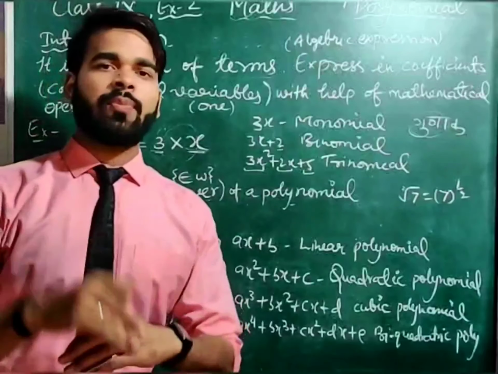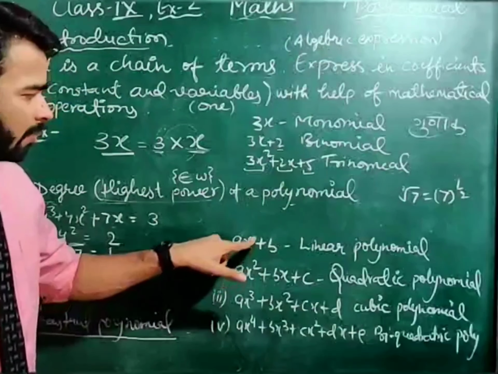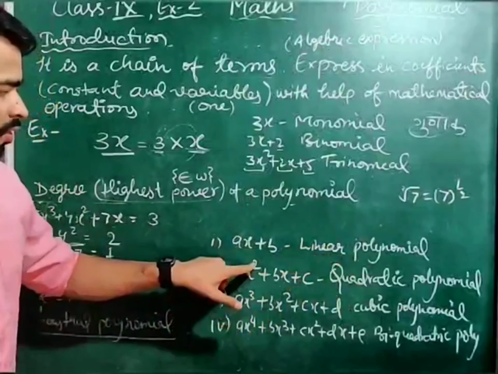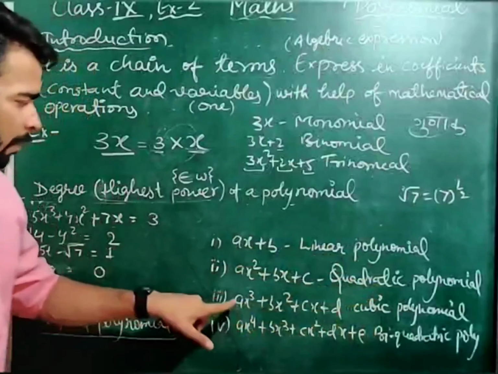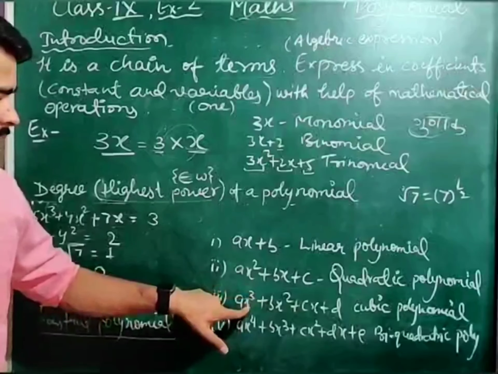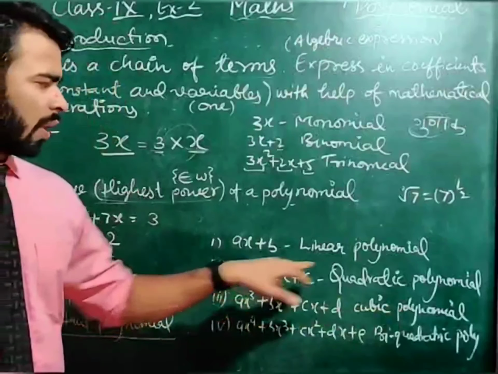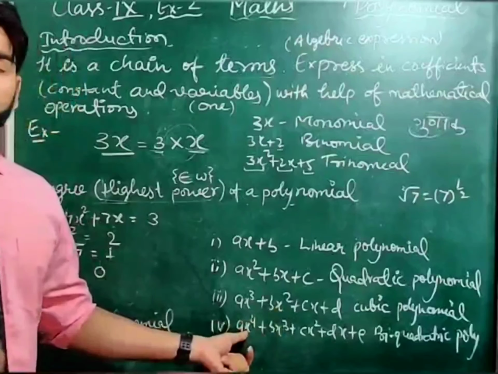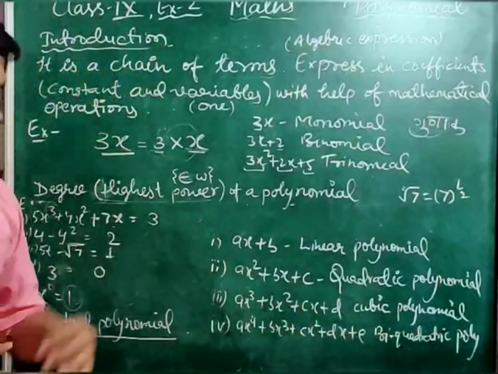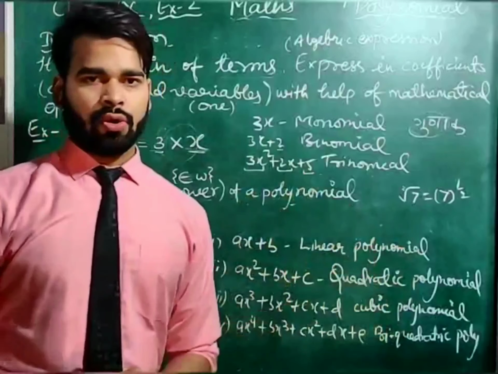Now, on the basis of degree of polynomial, polynomials are classified into some types. If the power of the variable is 1, that is called a linear polynomial. If the highest power of the variable is 2, it's called a quadratic polynomial. If the highest power of the variable is 3, it is called a cubic polynomial. Square is called quadratic, cube is called cubic. And if the power is 4, you will say biquadratic polynomial. Mainly you will study linear polynomial, quadratic polynomial and cubic polynomial.